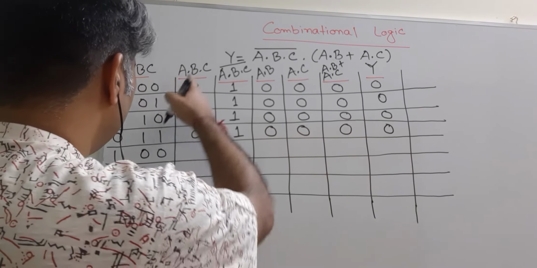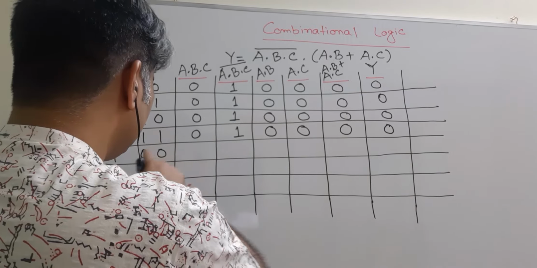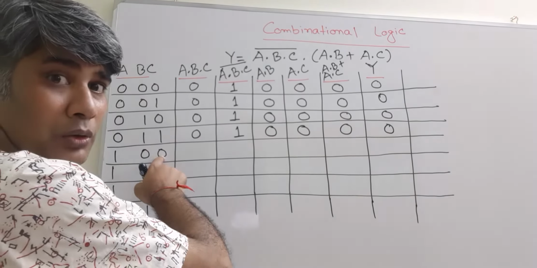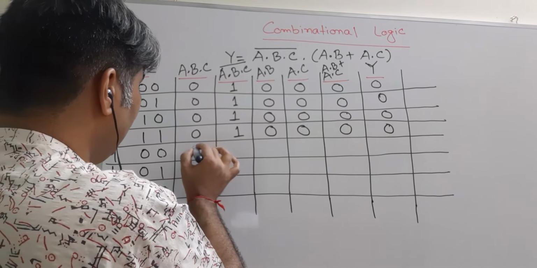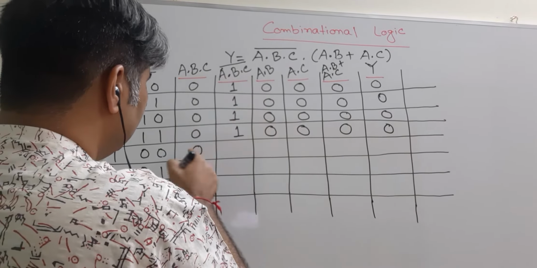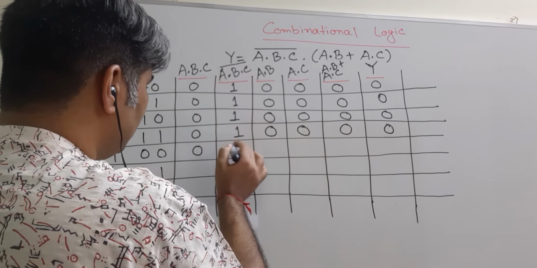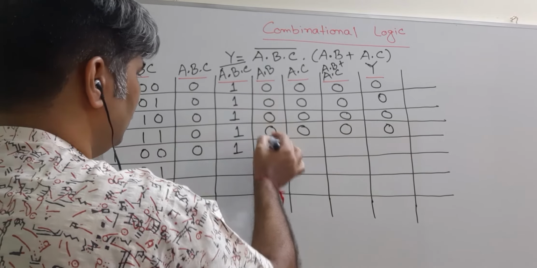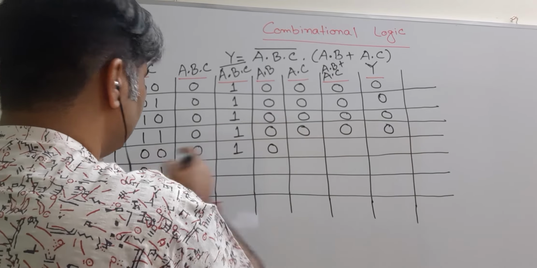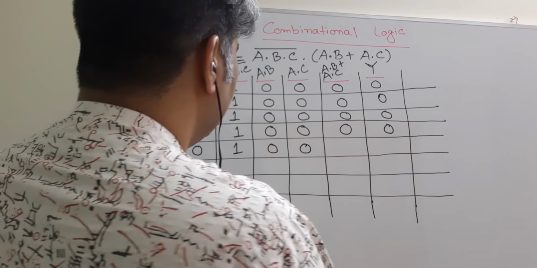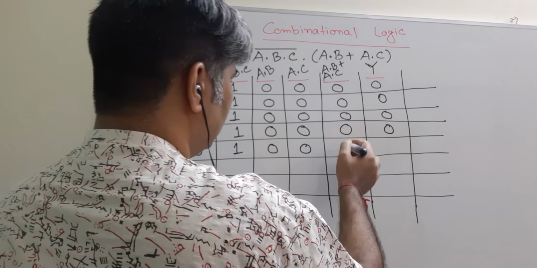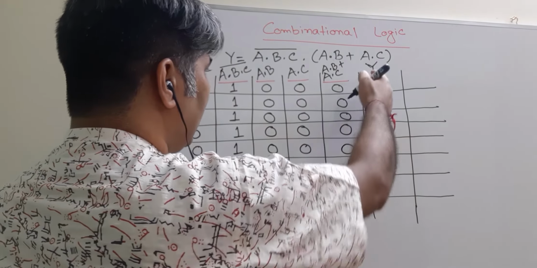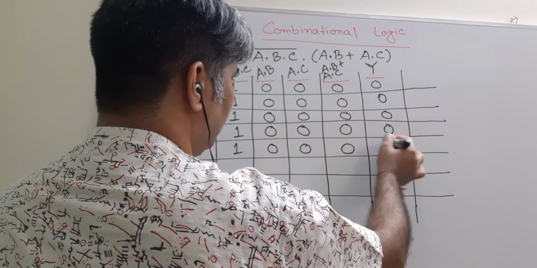Now for this one, since these two are 0, this one will be 0. Similarly, since this is 0 and this is the prime of this one, this one is 1. A dot B is 0, and then A dot C is again 0, and since these two are 0, this one is going to be 0, and Y is 0 again.